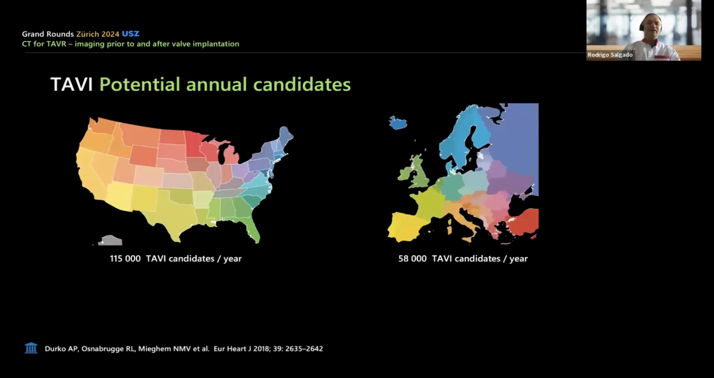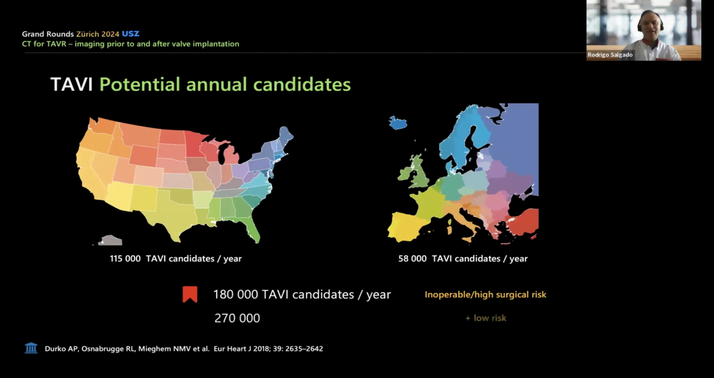What does this mean? Well, it means that TAVI is not going to go away. It's only going to increase further. And when we look at this publication, gathering data from different sources, we can see that, for example, in the United States, we have 115,000 TAVI candidates a year, about 60,000 TAVI candidates in Europe, meaning 180,000 TAVI candidates a year for the high or inoperable surgical risk.